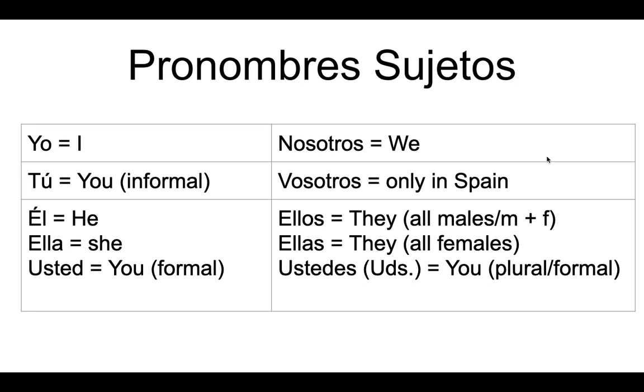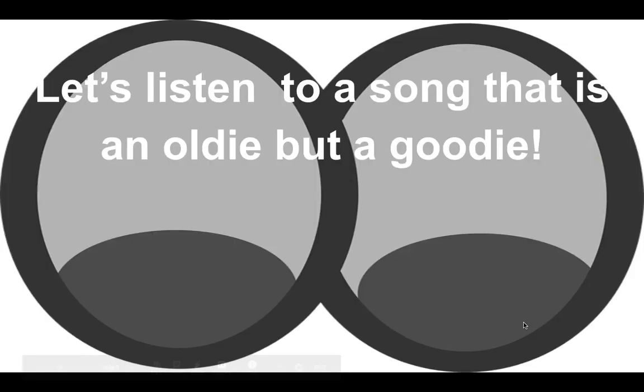So, pronombres sujetos, reviewing again: yo is I, tú is the informal you, él is he, ella is she, usted is the formal you, nosotros is we. We're going to skip vosotros, really, because it's only used in Spain. Ellos is they, all males, or it could be males and females. Ellas is they, only females, and ustedes is the you, plural, so you all, and it is formal.